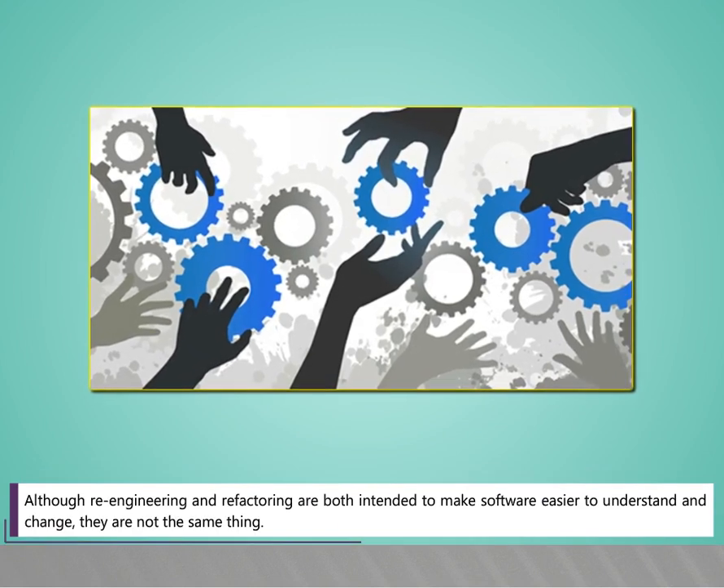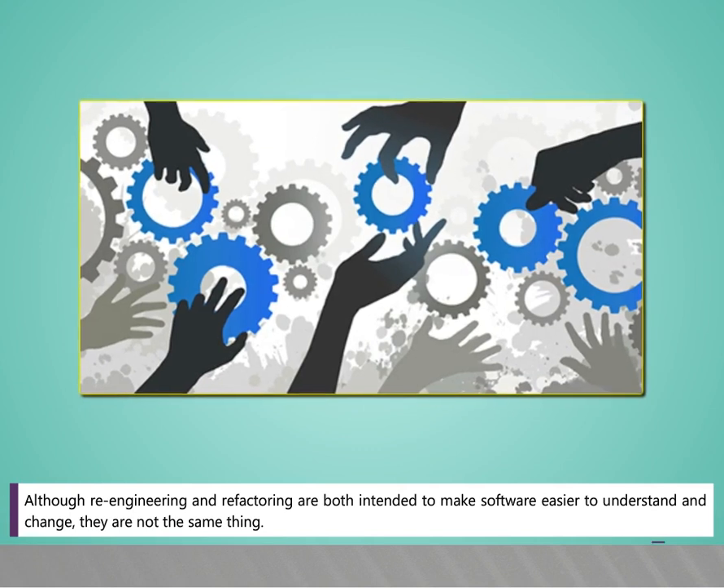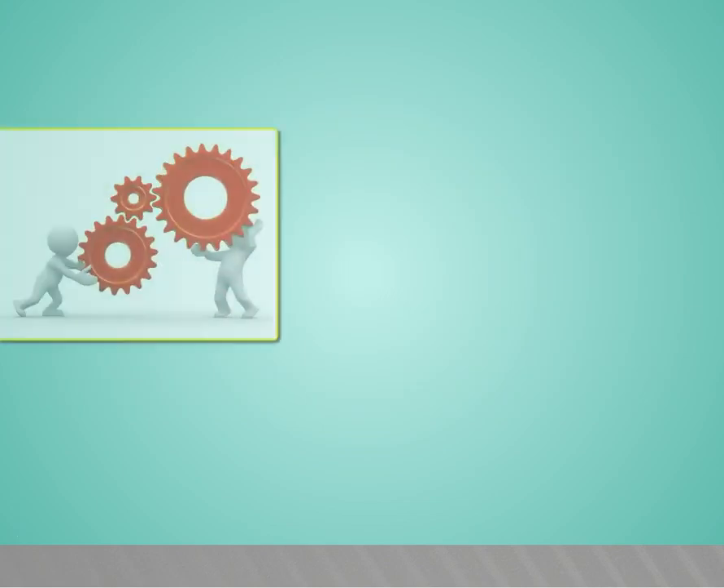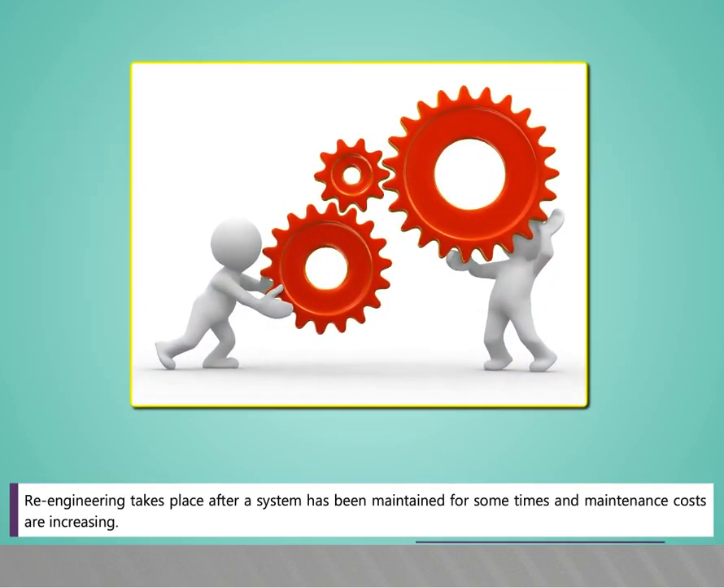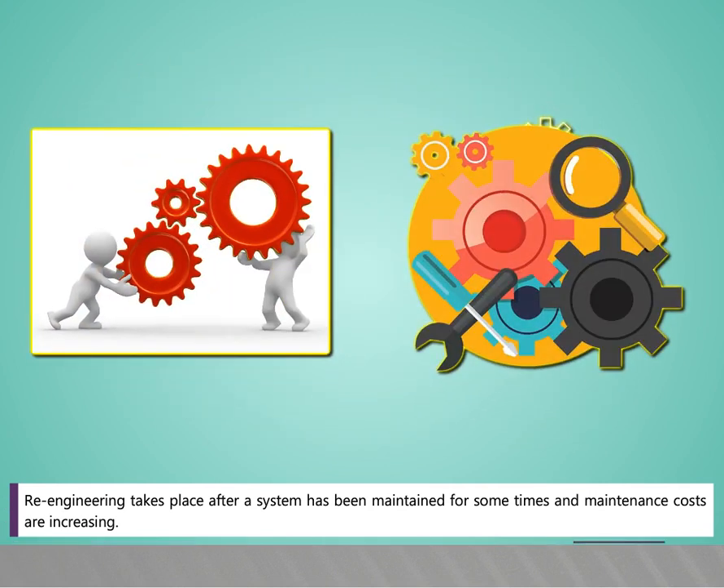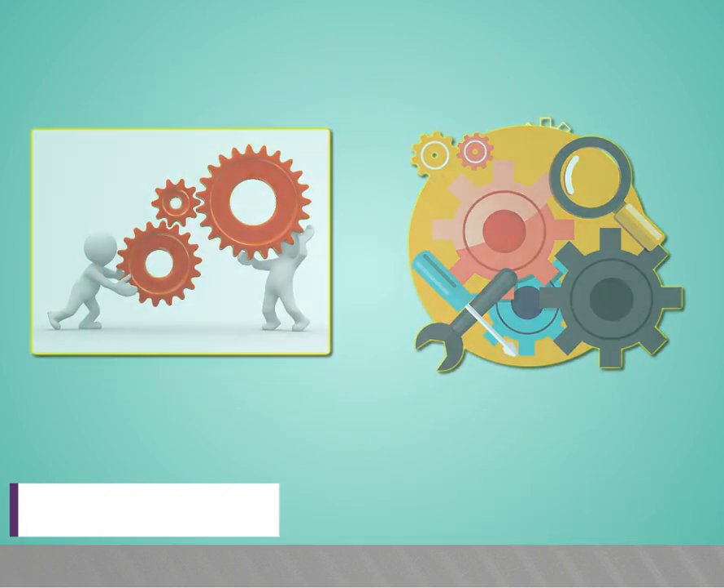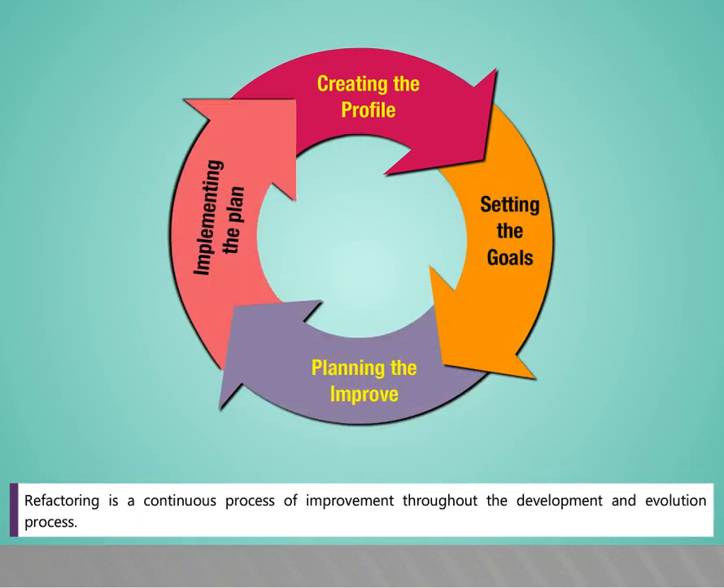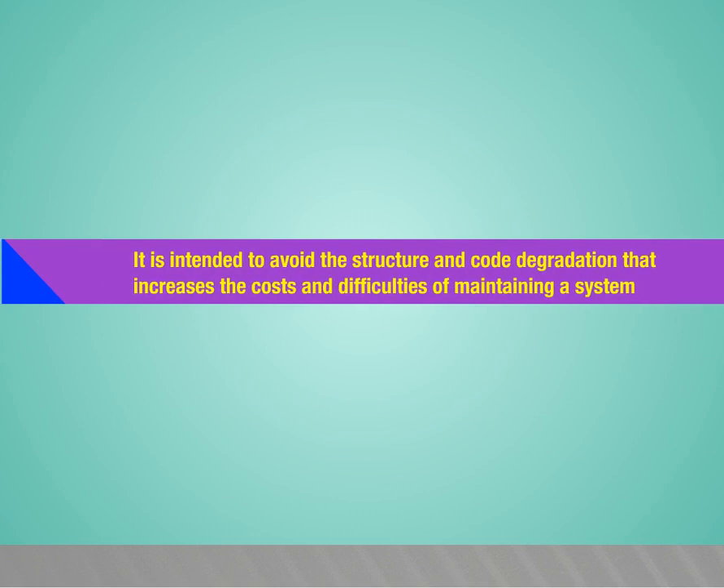Although re-engineering and refactoring are both intended to make software easier to understand and change, they are not the same thing. Re-engineering takes place after a system has been maintained for some time and maintenance costs are increasing. Refactoring is a continuous process of improvement throughout the development and evolution process. It is intended to avoid the structure and code degradation that increases the cost and difficulties of maintaining a system.